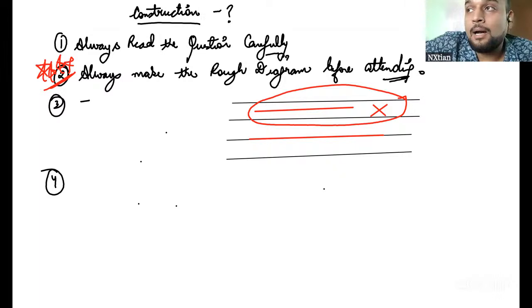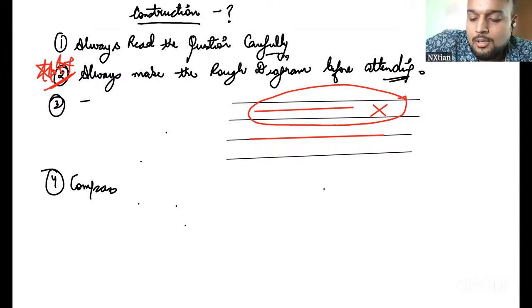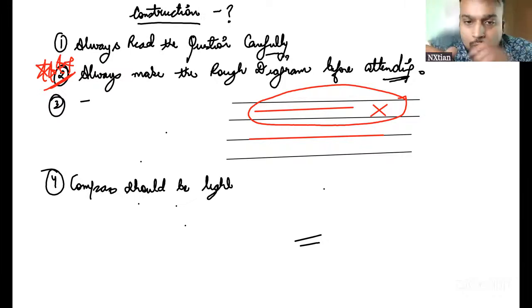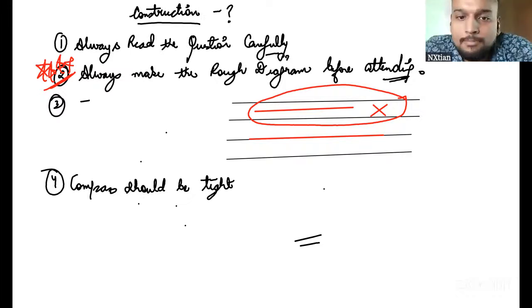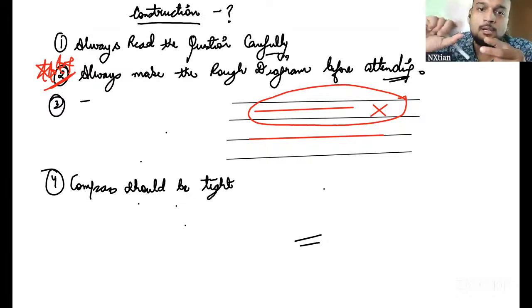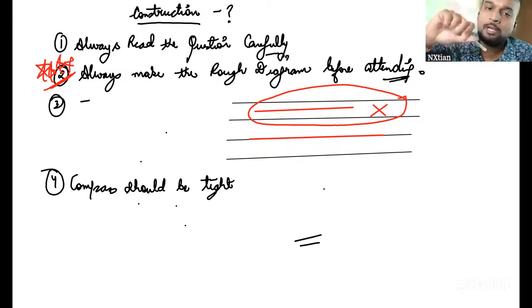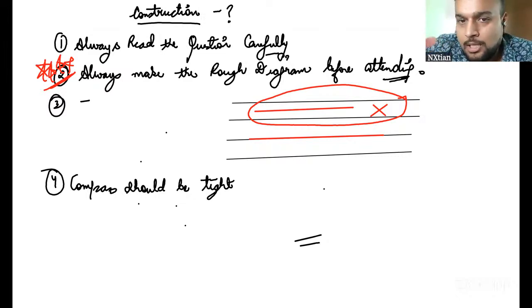The fourth one is, your compass should be tight enough. Tight enough means if it is very loose, you will see a compass has a screw or nut. Try to tighten that. Can you show me the compass, Ezekiel? Yeah. You can see the V-shaped joint is there. So try to tighten that compass so that while drawing a circle or making an arc, it shouldn't be disturbed because it will create an error in the answer.